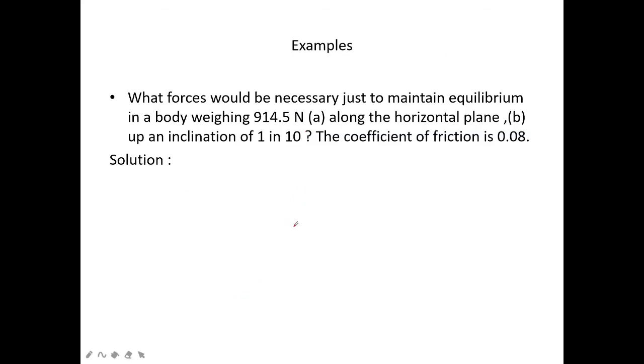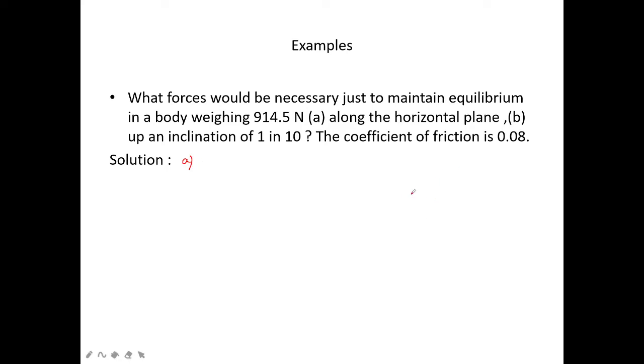Now the numericals. The first numerical is: what force would be necessary just to maintain equilibrium in a body weighing 914.5 Newton, A, along the horizontal plane, and B, in an inclined plane having the inclination 1 in 10. The coefficient of friction given is 0.08.